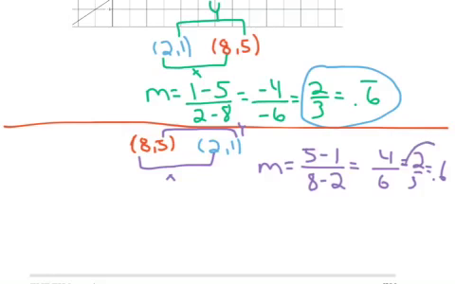Do you see that they match up? These are equal. So please remember, it does not matter which ordered pair you put first or second. No matter what, if you're doing it correctly, subtracting your y values in your numerator, subtracting your x values in your denominator, you would get the correct answer.